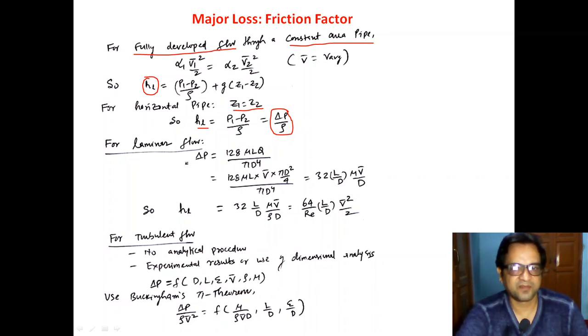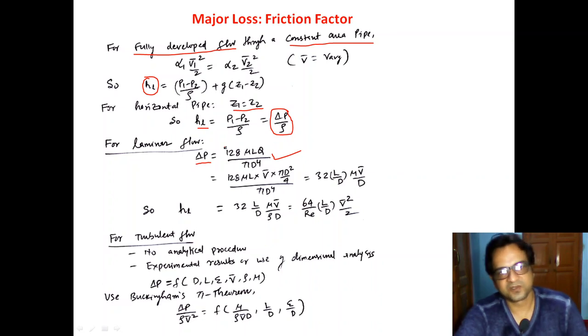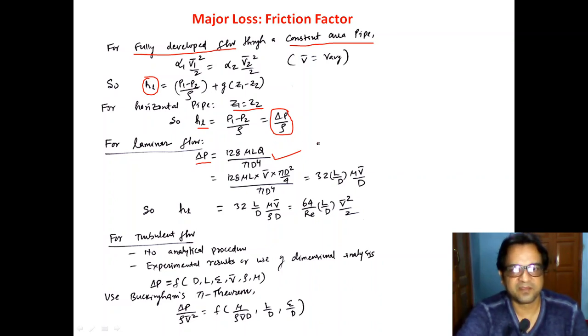Now for laminar flow, already we know delta P equals this much. We have derived this equation already. Considering a small element of fluid in a fully developed laminar flow, we found that delta P equals 128 mu L Q by pi d fourth. Now I can write Q in terms of the average velocity. Q is the volumetric flow rate, the product of average velocity and the area pi d square by 4. So this is equal to 32 L by D into mu V bar by D.